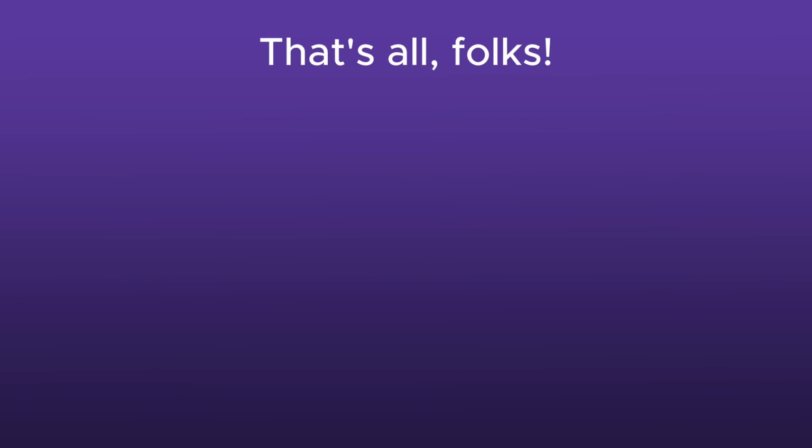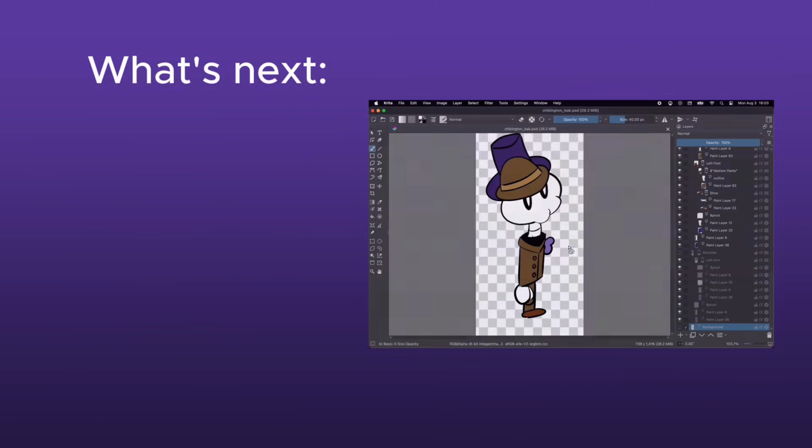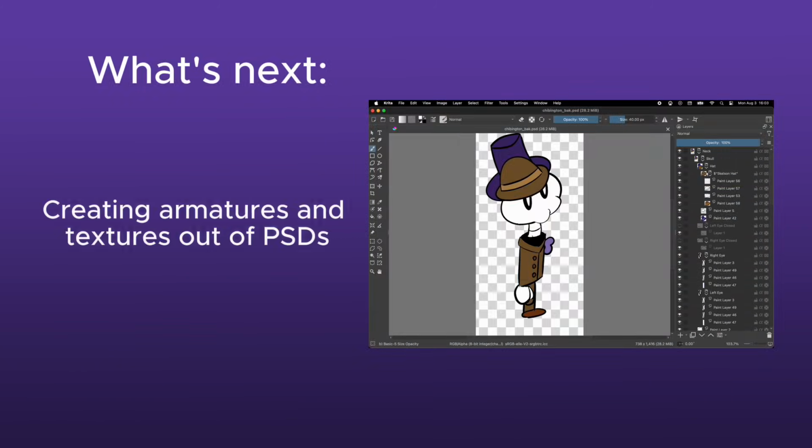That'll be all for this tutorial. We've covered everything that Styles has to offer, like mixing and matching the textures to create different skins and outfits, using the invisible texture trick, and so on. In the next tutorial, we will cover using PSDs to create armatures automatically and extract the textures out of them.